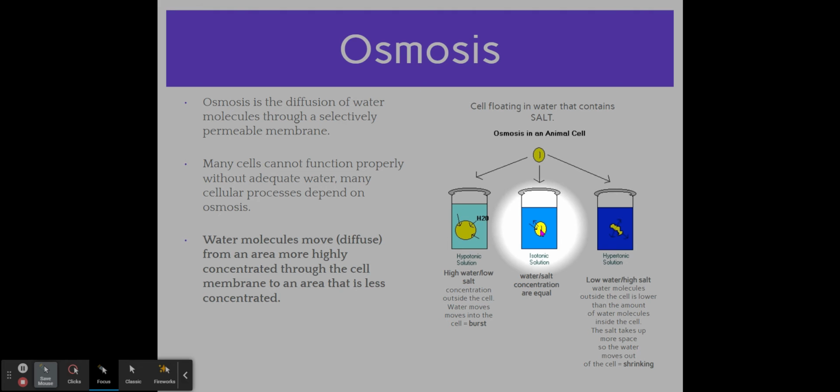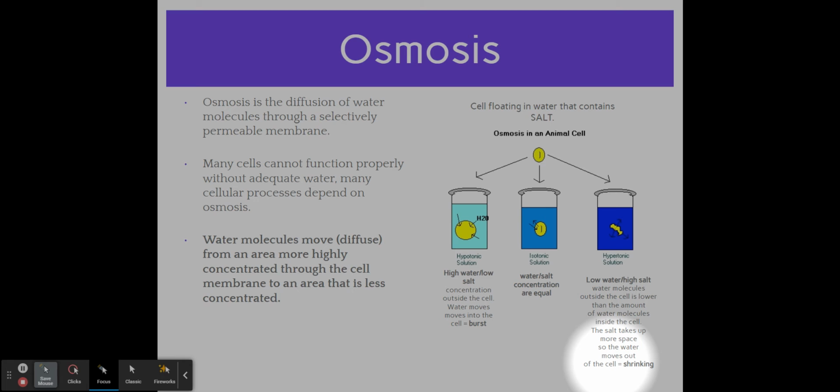Isotonic, iso means equal. The cell and the solution have the same amount of salt and water concentration as the other. So they still have an enter and exit of salt and water, but it's an equal amount. Lastly is a hypertonic solution. It has low water to salt concentration. So the water is less than the salt in this situation. And this is going to cause the water molecules inside the cell to be attracted to the salt on the outside. So the water leaves the cell and it causes shrinking. So the salt takes up more space, so the water moves out.